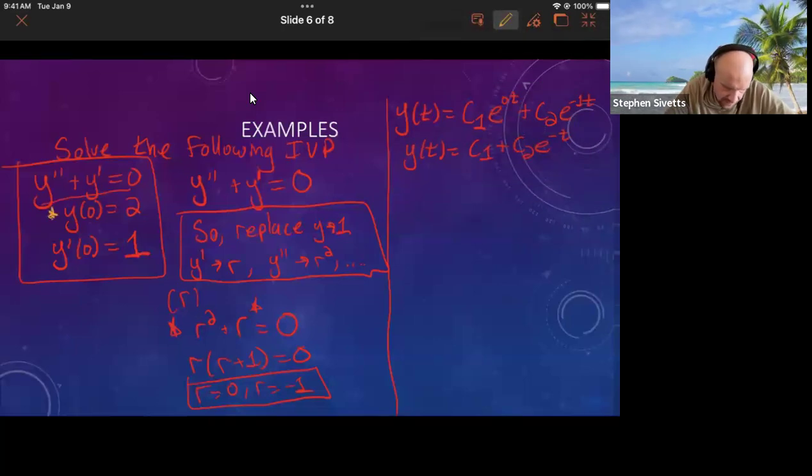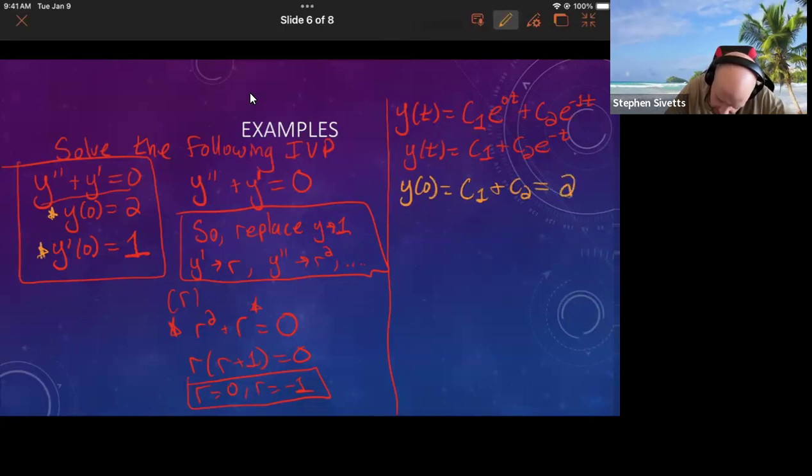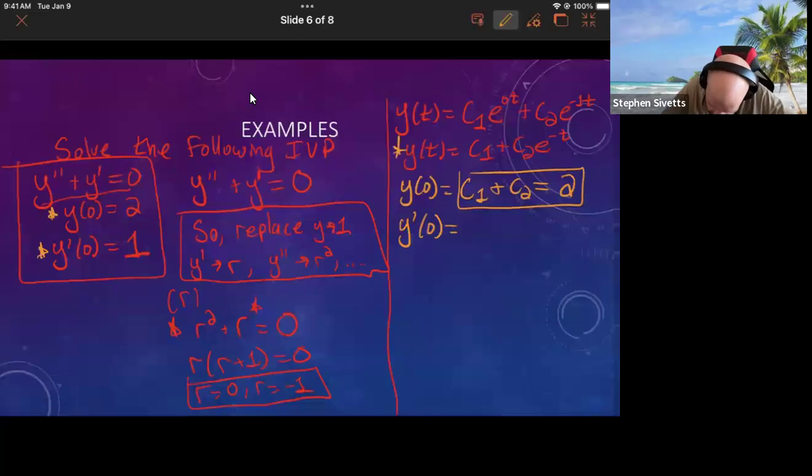So we know the initial conditions here. y of 0 is 2, so that means y of 0 would equal, in terms of the differential equation, c1 plus c2, and that equals 2, right? So we have this equation, and for y prime of 0, we have to take the derivative of this function, right? So y prime of t would equal, well, c1 would be 0.